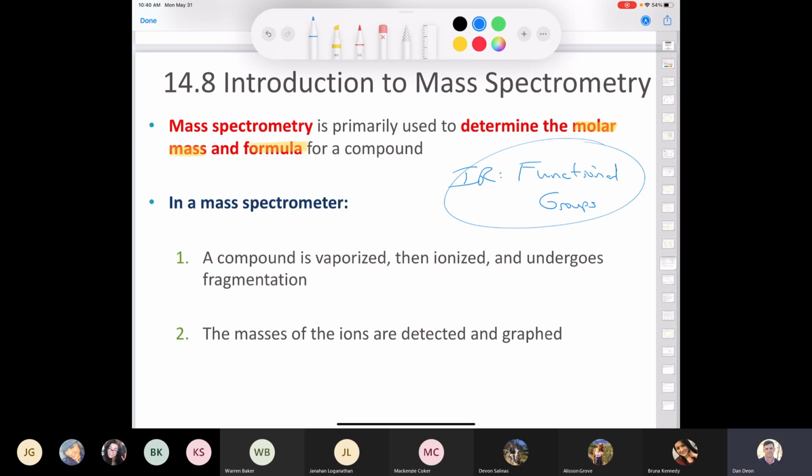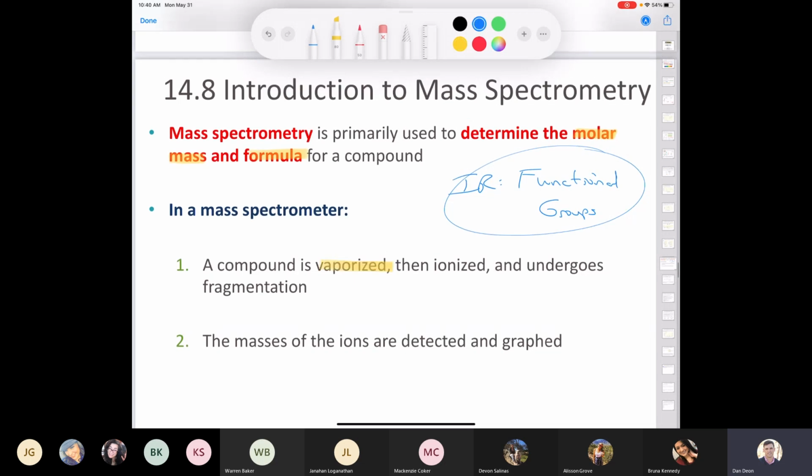So in a mass spectrometer, what we do is we vaporize a compound. So that means we convert it into the gas phase. Then we ionize it. So we treat it in such a way that it becomes an ion. And then it's going to undergo what's called fragmentation. That means it's just going to blow apart. It's going to fall into pieces, okay? And then the masses of the ions are detected and graphed.